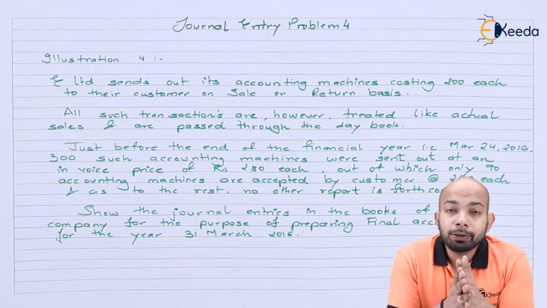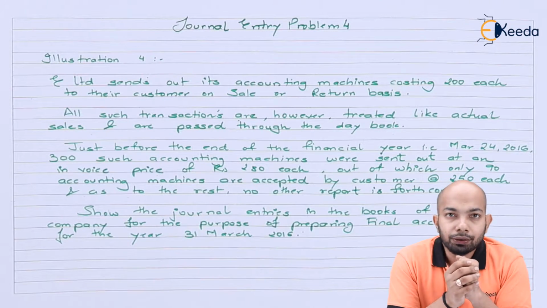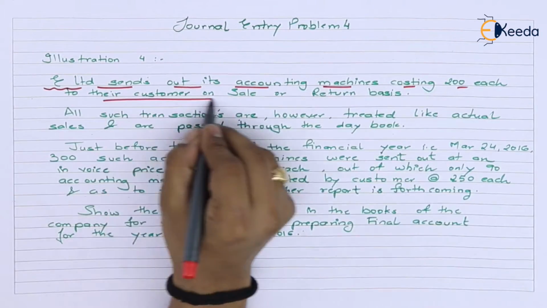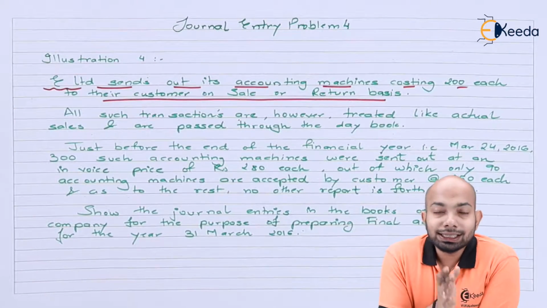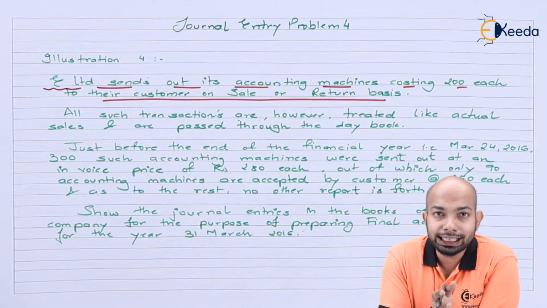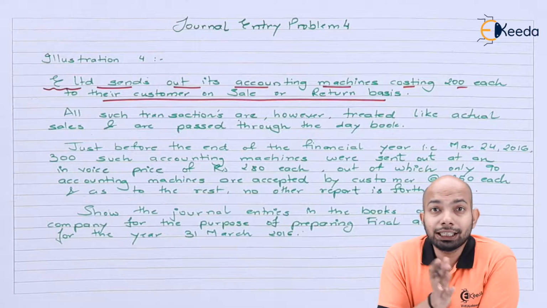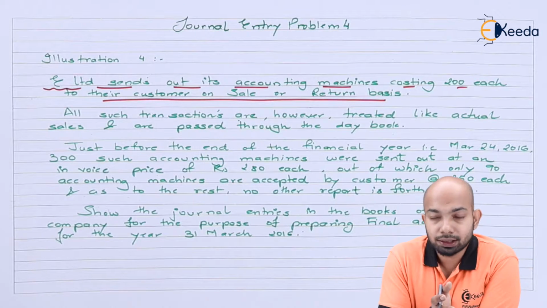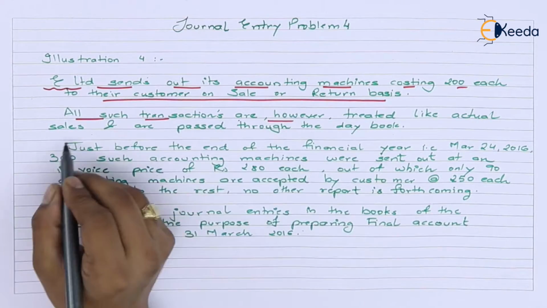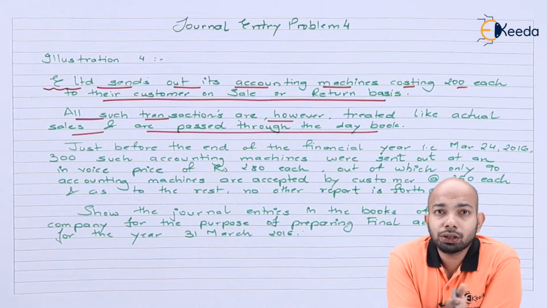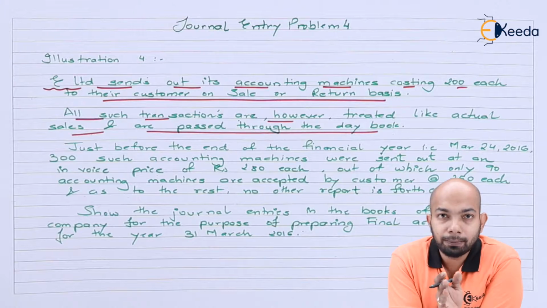The illustration has been mentioned here. Let's read it down for you. E Limited sends out its accounting machines to its customers, which cost 200 each. These have been sent to its customers on sale or approval or return basis. All such transactions, as per E Limited, are passed through the daily day book itself. So that's what they've been doing and they'll be continuing with the same thing.